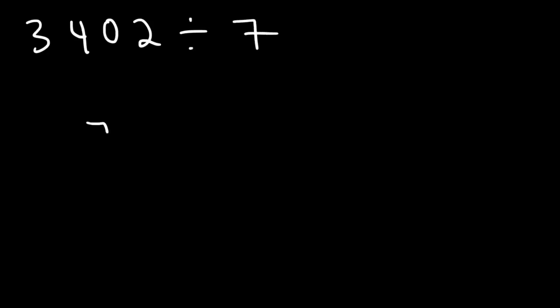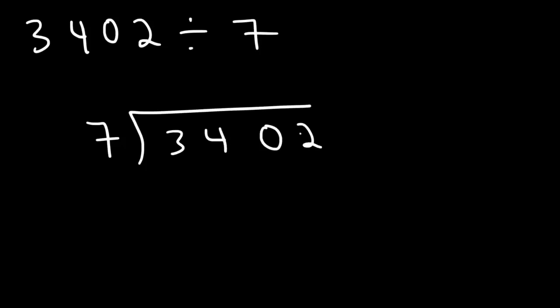Now let's move on to our next example. Let's divide 3402 by 7. So how many times does 7 go into 34? 7 goes into 34 4 times. 7 times 4 is 28, and 34 minus 28 is 6. So let's transfer the 6 to the next number.